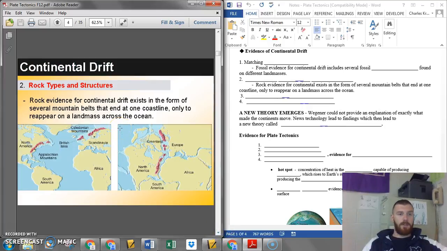Okay, so rock types and structures. Rock evidence for continental drift exists in the form of several mountain belts at the end of one coastline, only to reappear in a landmass across the ocean. So you can see the Appalachian Mountains here, as well as these mountains here, and some other ones along the area as well.